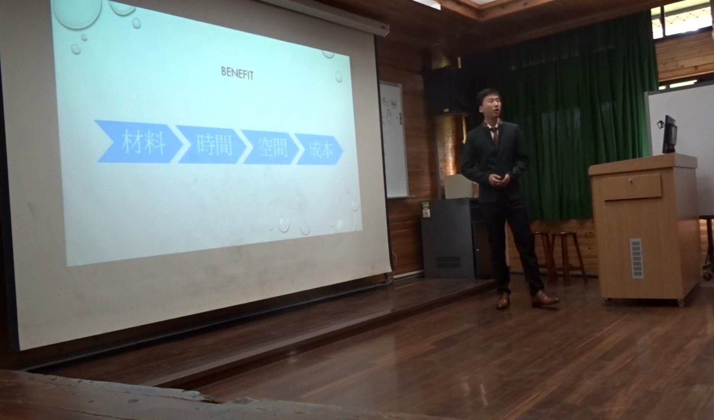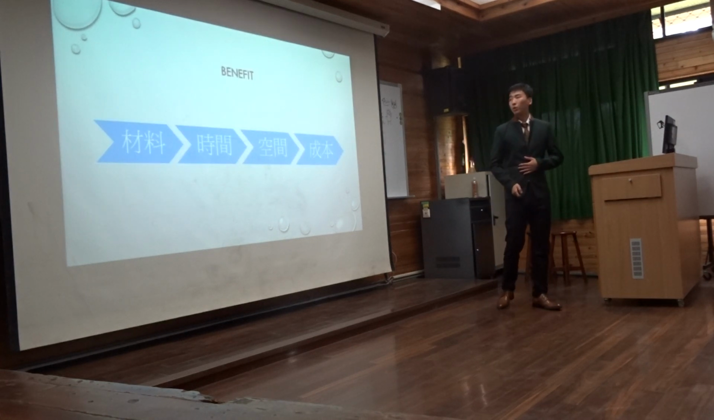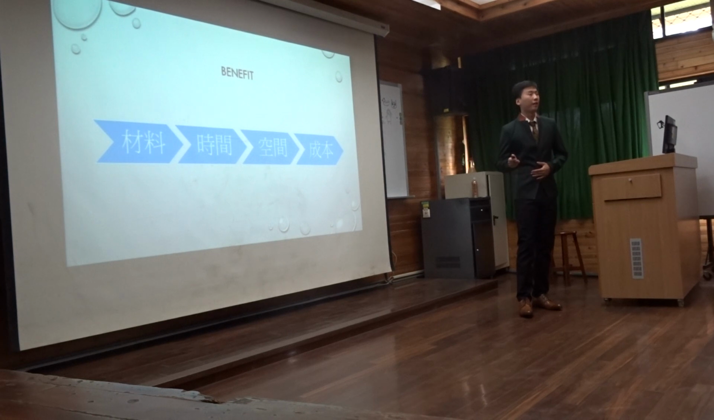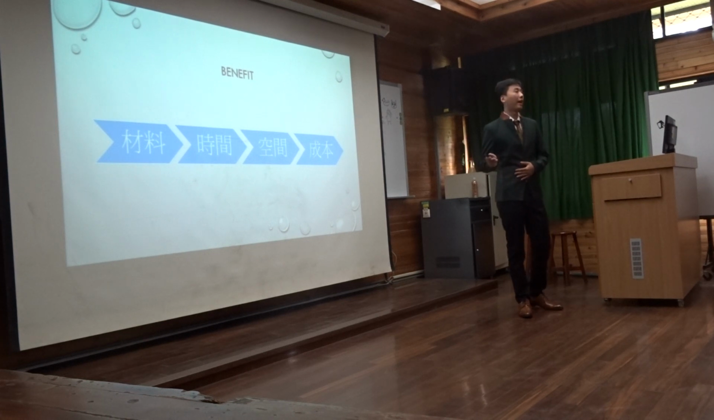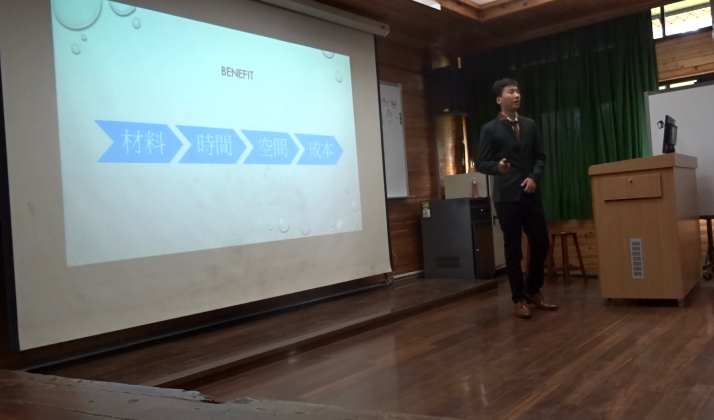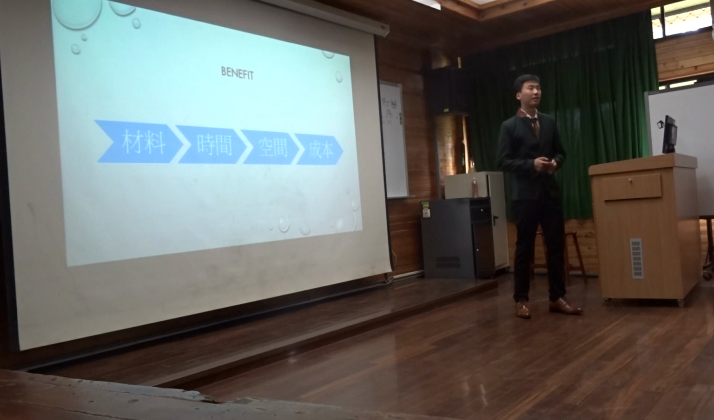In a word, when we use the truss, we can save about 30% material. The trusses are pre-assembled in the factory, so we save time. We have more useful space and the on-site labor cost will be reduced. So many benefits we can get.